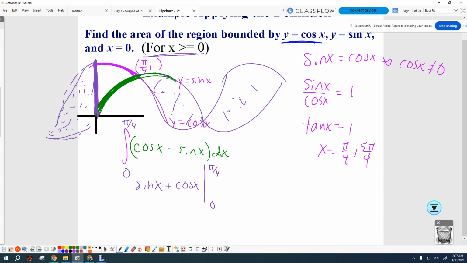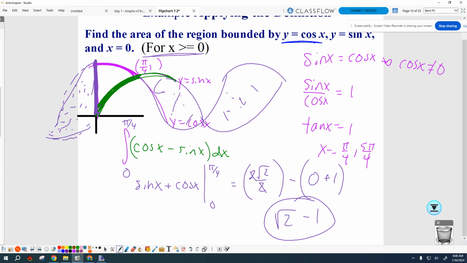Okay, so Miriam, sine of pi over 4? Root 2 over 2. Jamie, cosine of pi over 4? It's also root 2 over 2. So I have 2 of those, minus the zeros. Hannah, sine of 0? 0. And Hadley, cosine of 0? 1. So the area trapped between the curves is root 2 minus 1.